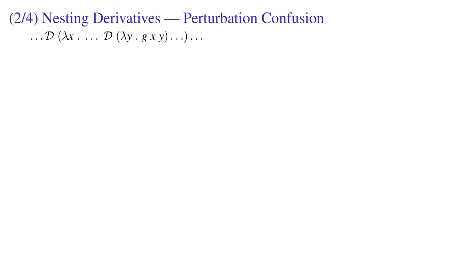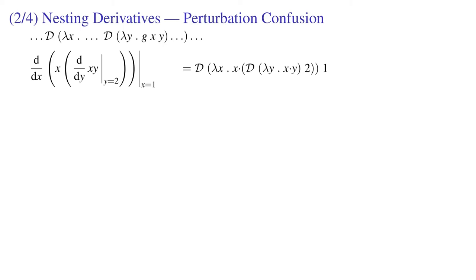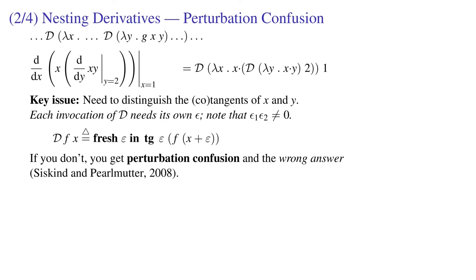Here's some simple nesting. D takes a derivative at a point. On the left here is conventional mathematical notation for a nested derivative. Notice how much nicer the functional notation on the right is. Regular calculus is better with lambda calculus, right? Look at the definition of D. Now there's this fresh thing that there wasn't before. That means we get a fresh epsilon every time we invoke D, so that nested invocations have different epsilon tags, and so their tangents don't collide. That's critical to getting the right answer.